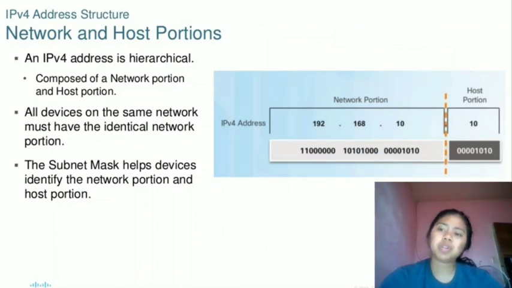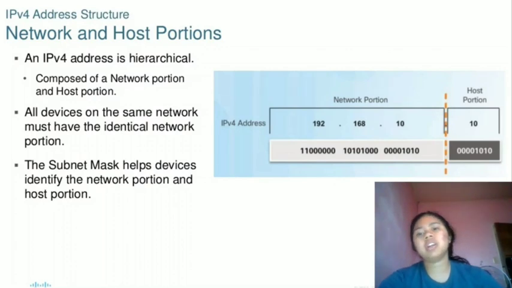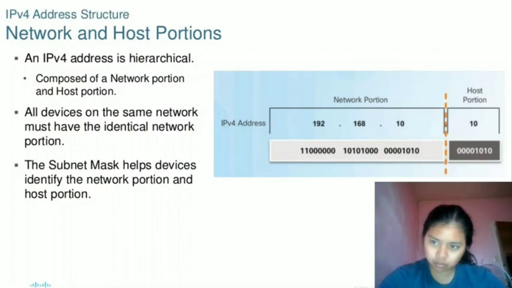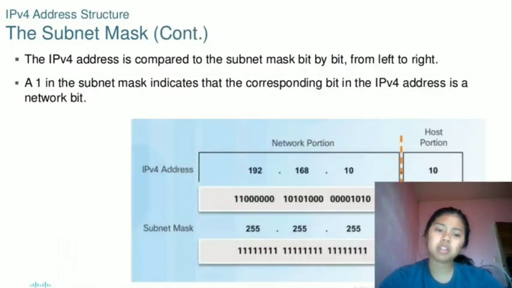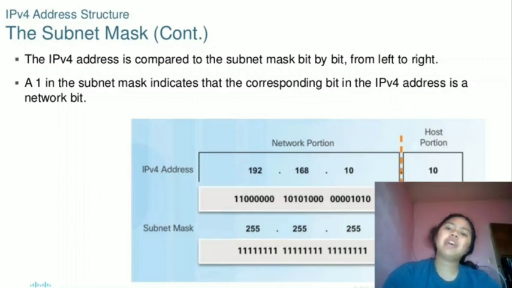Network and host portion. An IPv4 address is hierarchical, composed of a network portion and a host portion. The subnet mask: an IPv4 address is compared to the subnet mask bit by bit, from left to right.